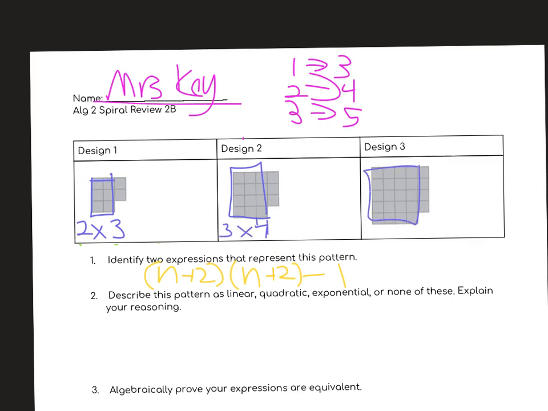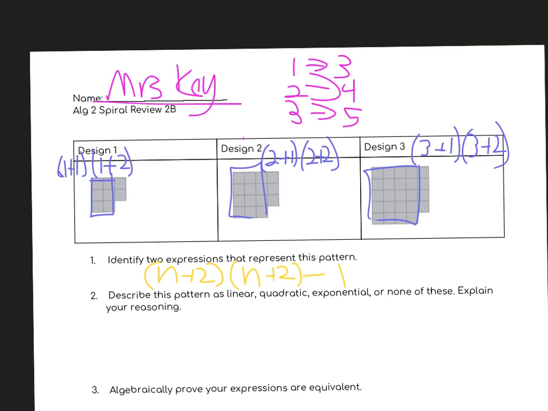and a 4x5. So similarly, I'm not going to think of it as 2x3, 3x4, 4x5. I'm going to think of that as 1 plus 1 and 1 plus 2, 2 plus 1, 2 plus 2, 3 plus 1, 3 plus 2. Okay, so that's for my purple piece.